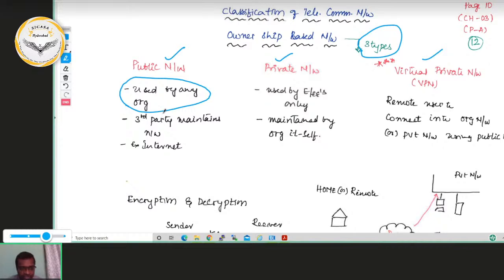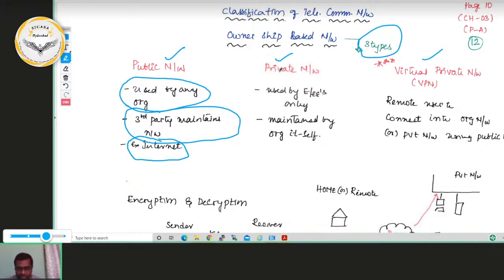Now, who will maintain these networks? These networks are maintained by third parties. Who are third parties? Third parties are nothing but ISP providers, internet service providers. So what is an example for public network? Internet is a perfect example for public network.